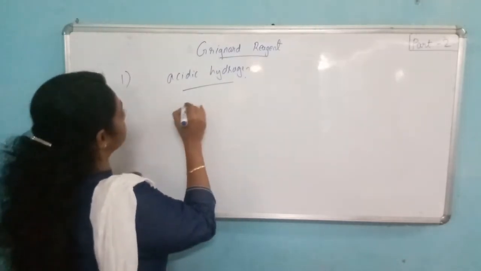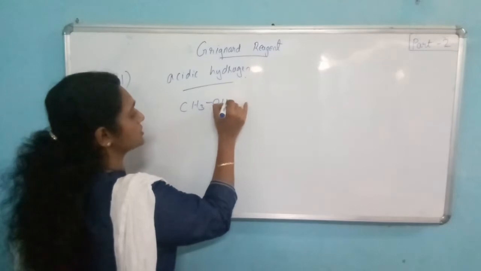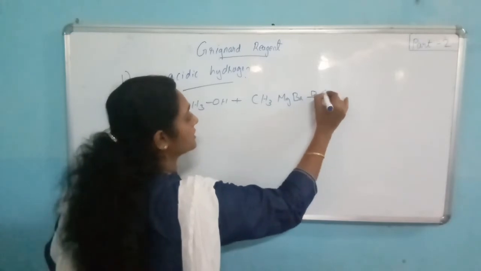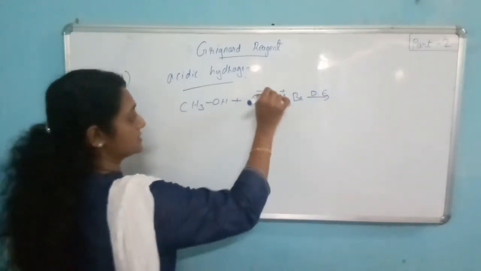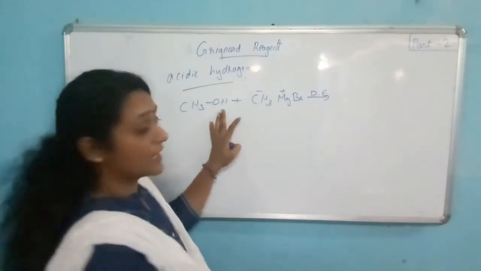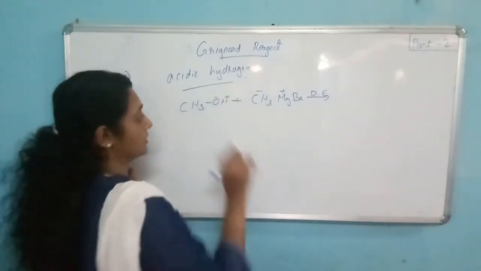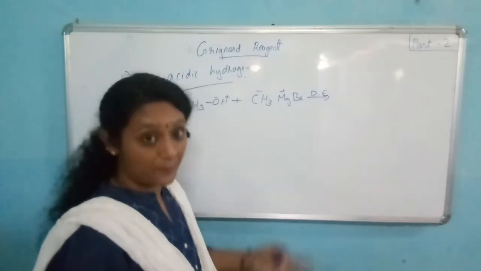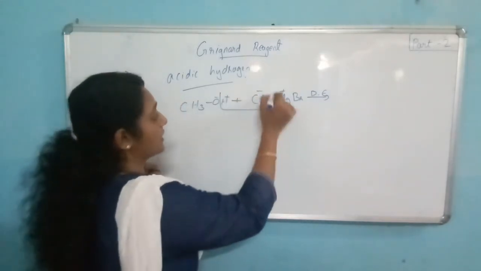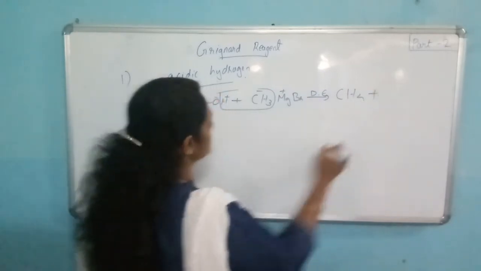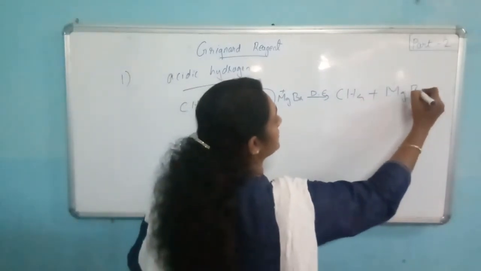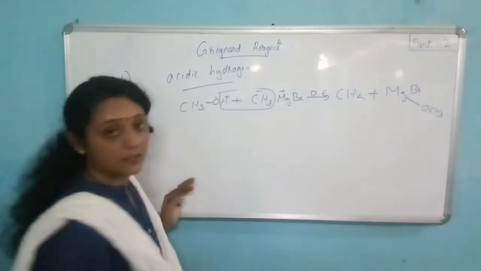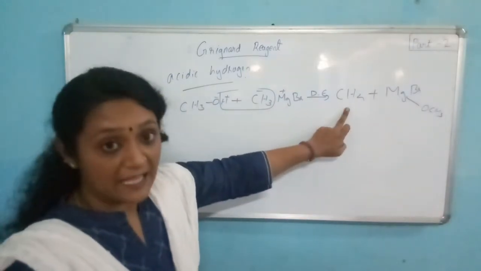For example, CH3OH when treated with CH3MgBr in presence of dry ether, what will be the product? Mg plus CH3 minus. This is the acidic hydrogen, H plus and O minus. Since CH3 minus is a strong base, it can easily accept H plus and combine together and form CH4 plus MgBr, and to Mg, OCH3 comes. And thus we get an alkane product.